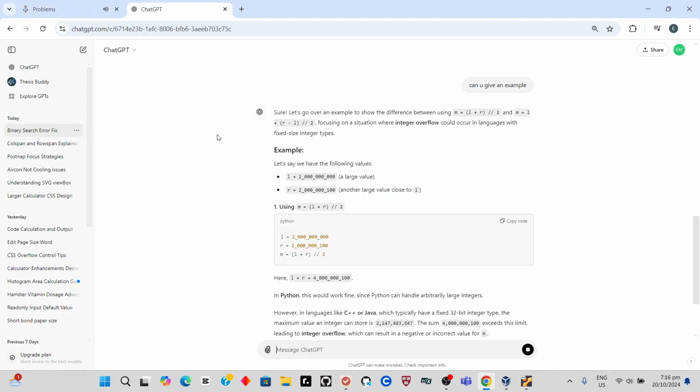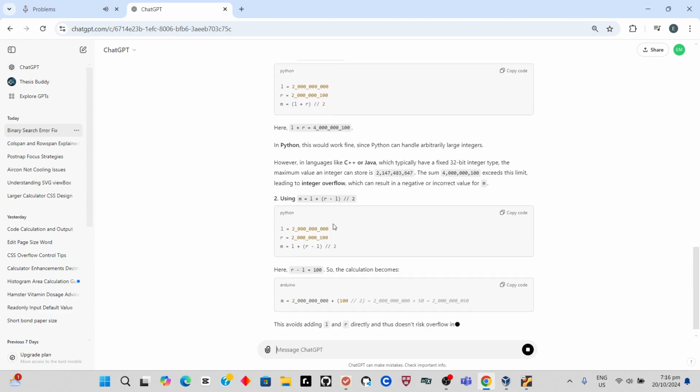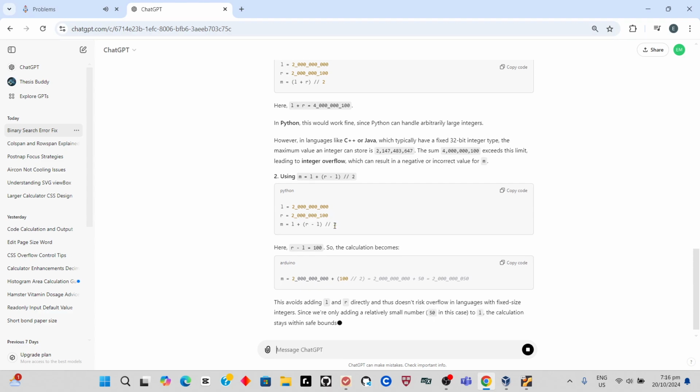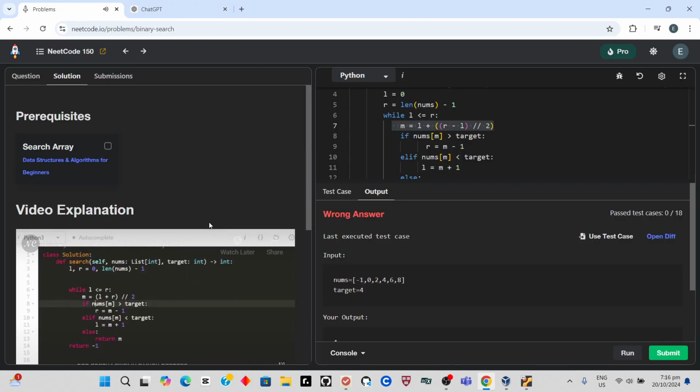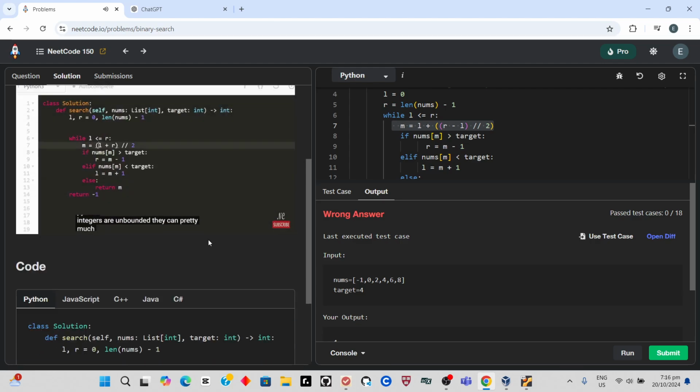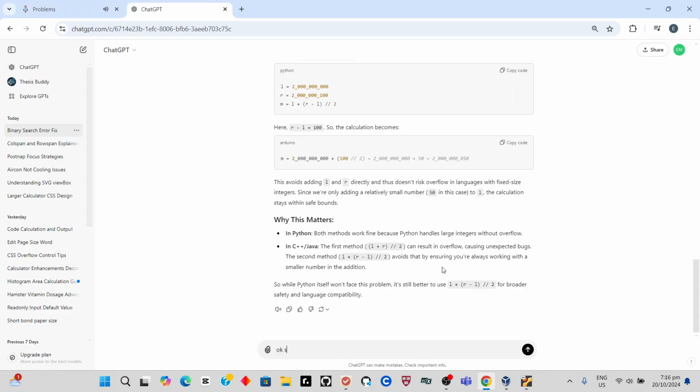There's one more thing, though, that I want to mention to you, which probably won't come up in your interview. To be honest, it's never come up in mine. But there's actually one little bug here. Technically, the bug doesn't exist in Python because Python integers are unbounded. They can pretty much be infinitely large. But in most languages like Java and C++, you might encounter an overflow.